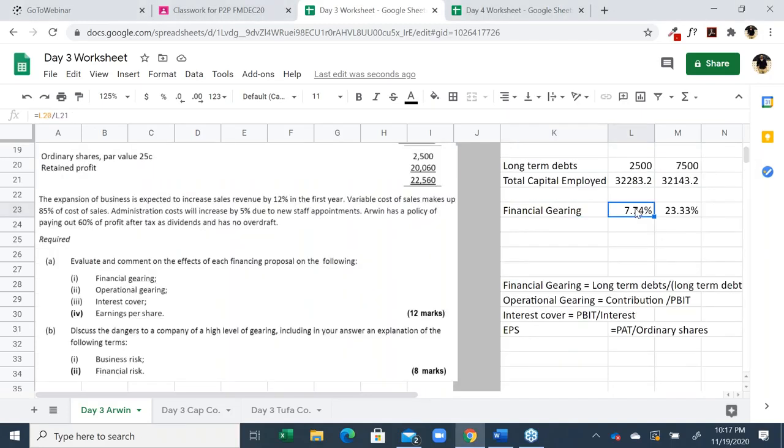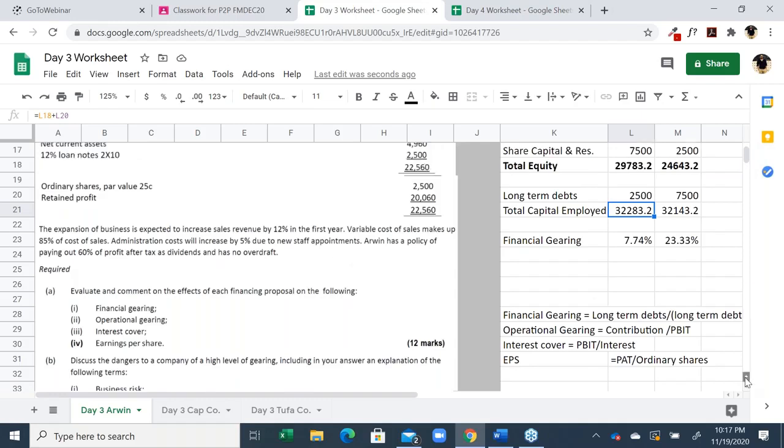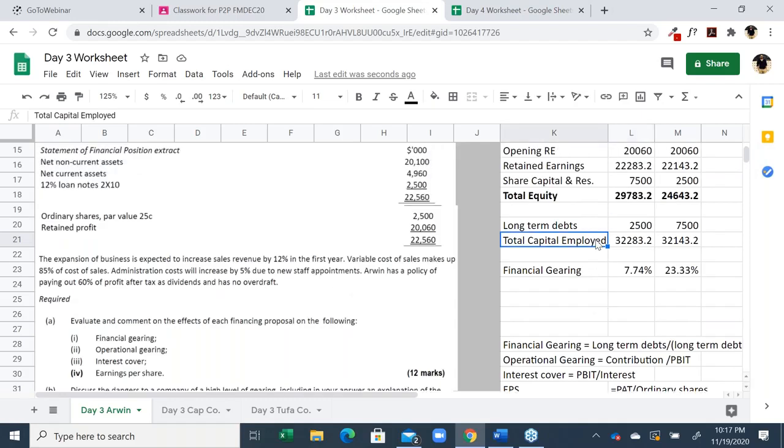So is that gearing ratio clear? Did you people get it? I haven't calculated return on capital employed. That's capital employed, not return on capital employed, and it is equal to total equity plus long-term debts. So financial gearing of the company in case of equity finance will be 7.74%, and in case of debt finance will be 23.33%.